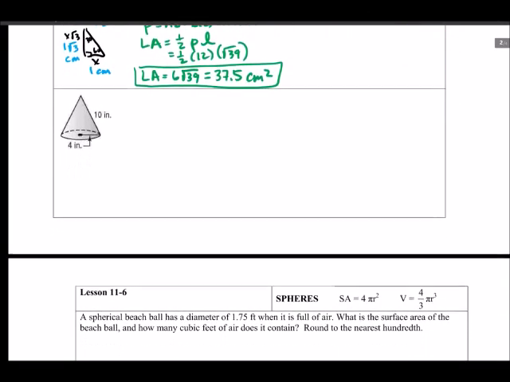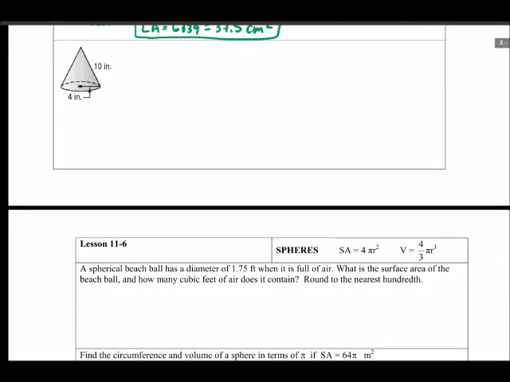And on to our last problem here. This is a nice cone. What do we know about our cone? We know the radius is 4 inches. The slant height is 10 inches. Now, if we need to, we can find the height of our cone, which we will for volume, but we don't need it just yet. So that's our slant height there.